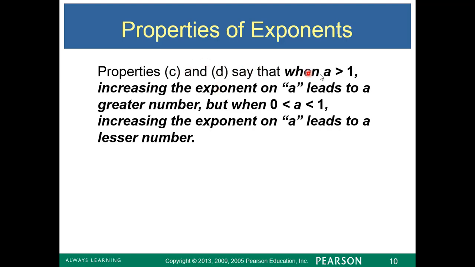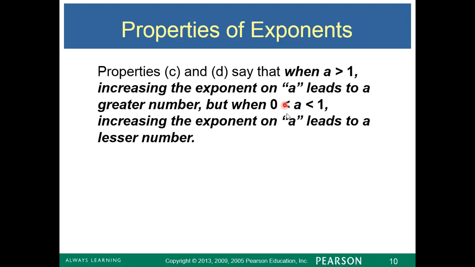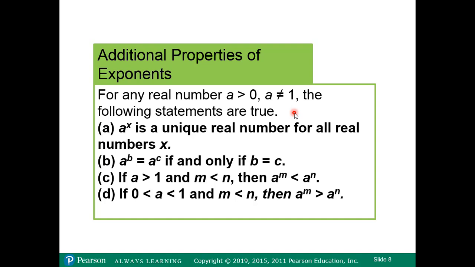Properties C and D say that when a is greater than 1, increasing the exponent on a leads to a greater number, but when a is between 0 and 1, increasing the exponent leads to a lesser number. Okay, so when we talk about a, we're talking about the base right here.